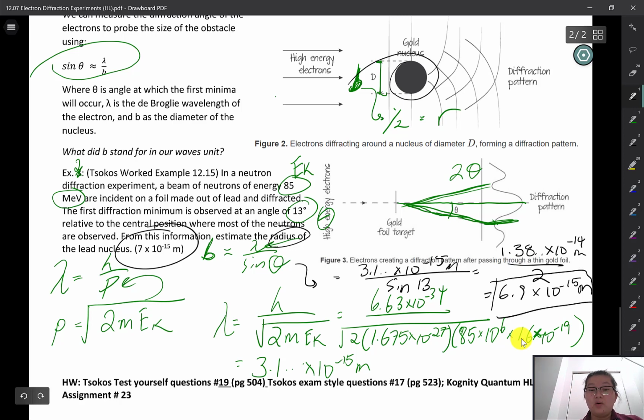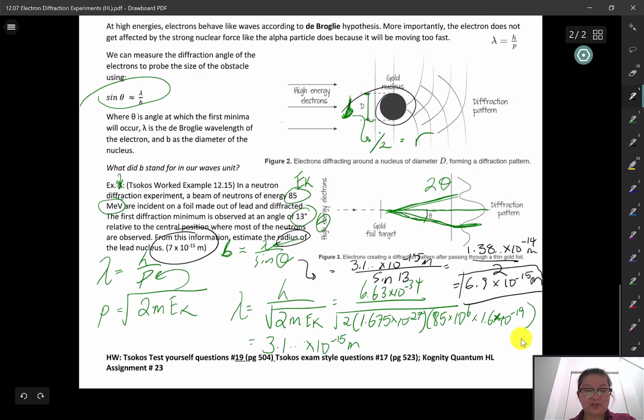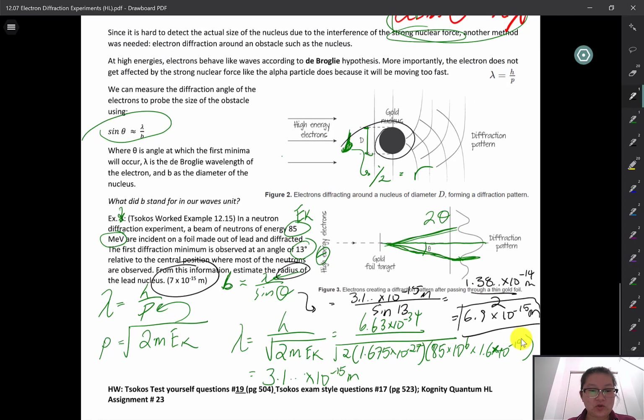Notice that with this new finding, we are able to take advantage of it to find the size of a nucleus. So there we go. That's electron diffraction experiments for you, presented to you by de Broglie's hypothesis.